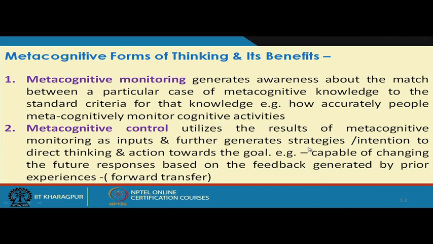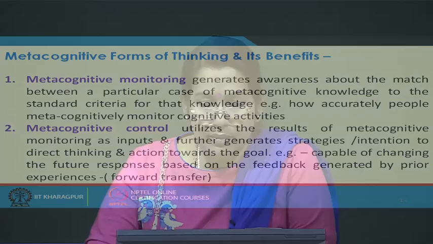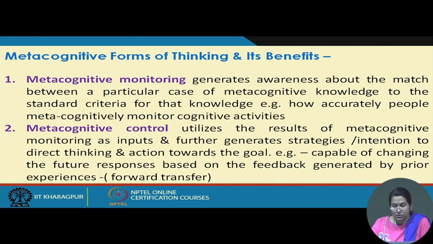This constant matching acts as a kind of metacognitive input, and it further generates strategy. It enables us to formulate new hypotheses, new strategies, new techniques, and the intention is to direct the thinking and action towards the goal. So, we adopt a more accurate, more appropriate, more strategic step towards goal achievement. For example, we become capable of changing future responses based on the feedback generated by prior experience.